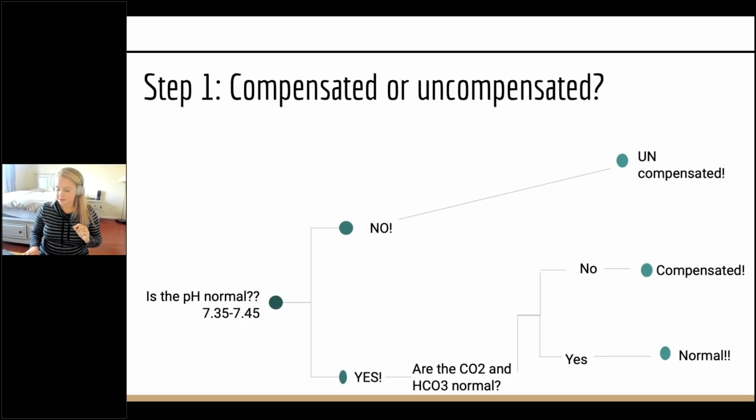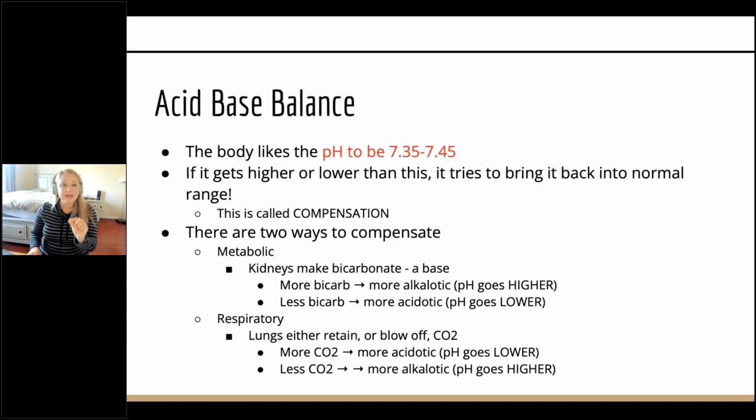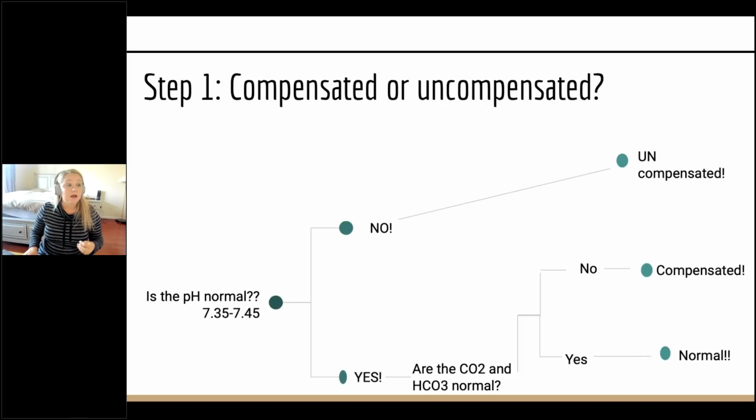So what has happened? The body compensated. It held on to more CO2. It made more bicarb. It did something, some physiologic process, either in the metabolic or the respiratory system, occurred to compensate and bring that pH back into normal limits. So we call it compensated. It has successfully achieved a normal pH.